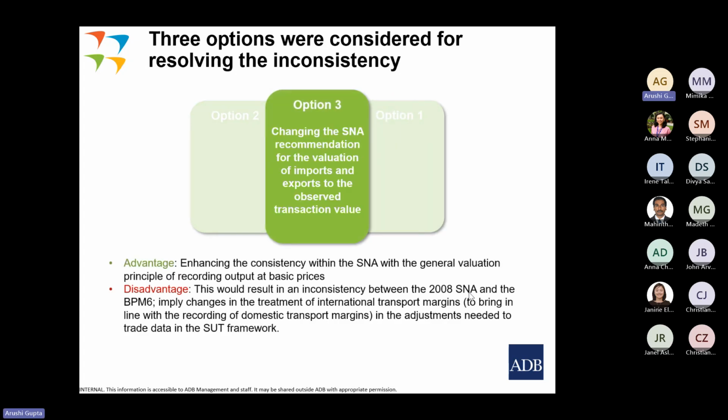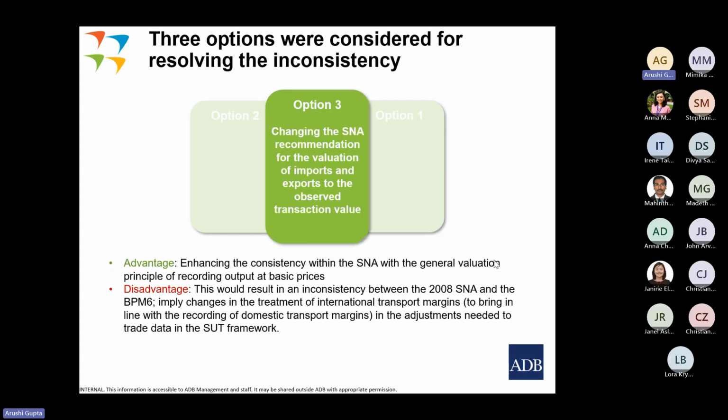Then the third and last option proposed, changing the SNA recommendation for the valuation of imports and exports to the observed transaction value. This approach would have the advantage of enhancing the consistency within the SNA with the general valuation principle of recording output at basic prices. However, this would result in an inconsistency between 2008 SNA and BPM 6, since BPM 6 recommends using FOB valuation for imports and exports. This would also imply changes in the treatment of international transport margins in the adjustment needed to trade data in the SUT framework.